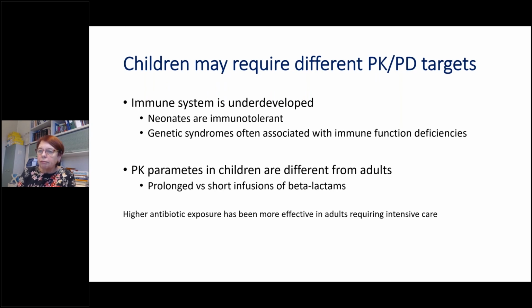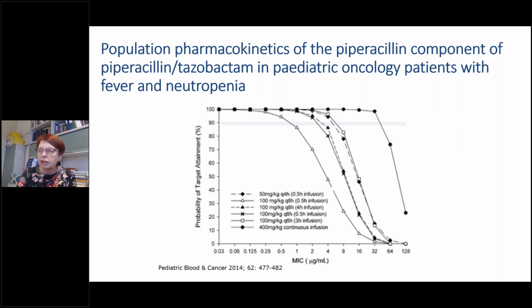So I briefly already touched on that one, so we can skip this slide in the interest of time. And I'll just bring you an example in piperacillin-tazobactam in oncology patients with fever and neutropenia. These patients, of course, are immunocompromised.